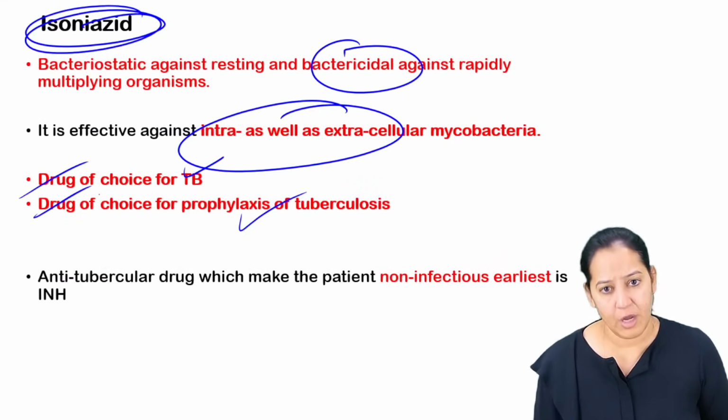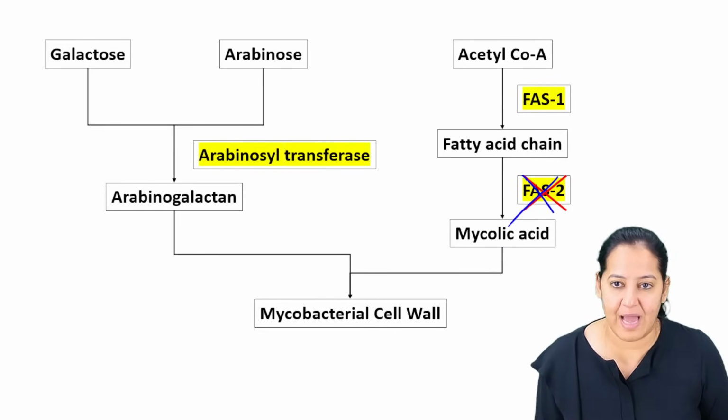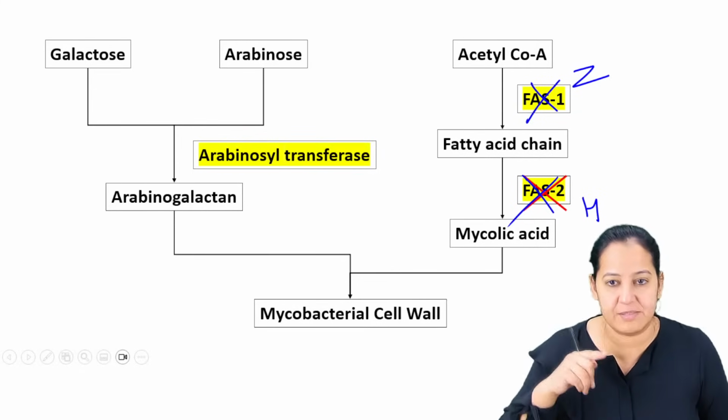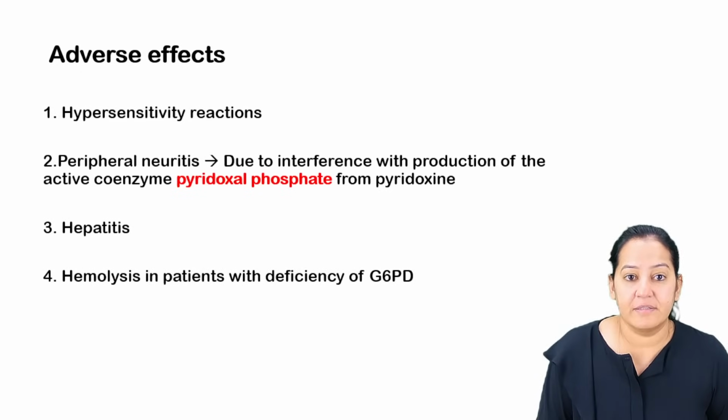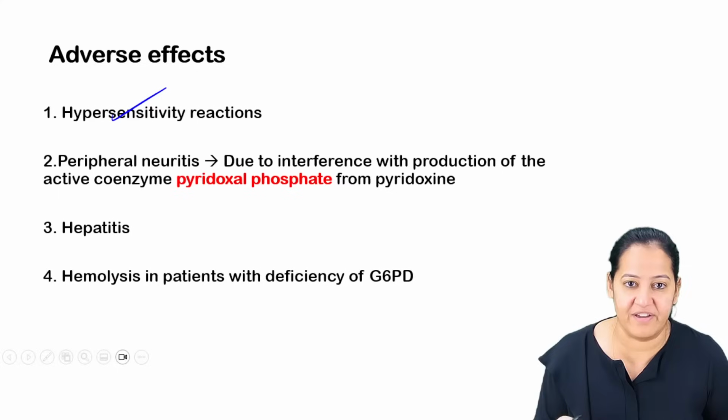Got it. So this is the thing. And it inhibits FAS2. I'm sorry, I said it in reverse. Isoniazid inhibits FAS2 and pyrazinamide inhibits FAS1. I said it in reverse by mistake. This is FAS2. And the side effects: allergies everywhere. Don't learn allergy. Hypersensitivity, allergy is everywhere.